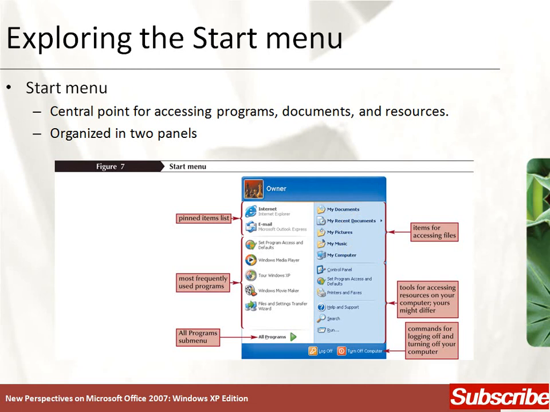The third one is this place. See, this place shows tools for accessing resources on your computer. Yours might differ. For example, your start menu might be different. See, control panel we have here. Set program access and defaults we have here. Printers and faxes. It's a resource or not?